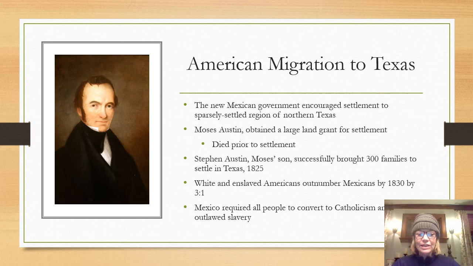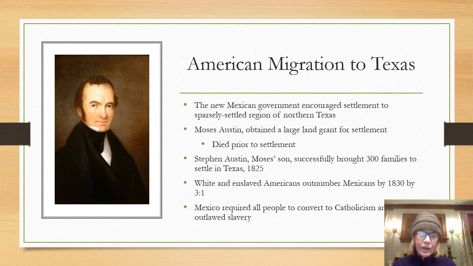He dies, but then his son, Stephen Austin, right here in the picture, and you guessed it, this is what Austin, Texas is named after. This person right there, he's the son of Moses Austin, and he leads about 300 families into Texas. And what they do is they go down there and they start farming. Some of them, you know, they farm cotton and they have slaves.